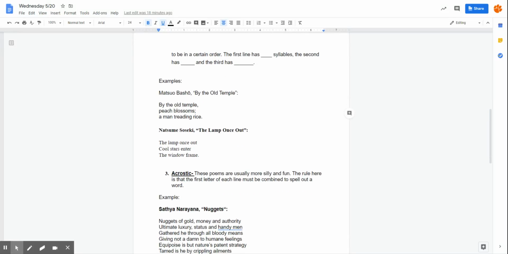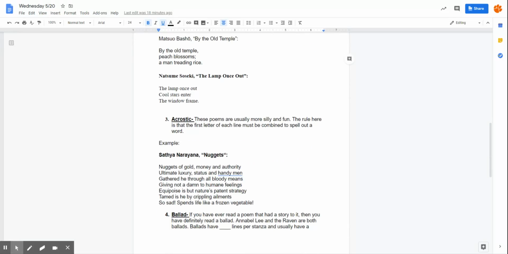The second poem is called The Lamp Once Out. "The lamp once out, cool stars enter the window frame." So this poem is contrasting the idea of lamps, which is our unnatural light that we use in the evenings, compared to stars, which would be the natural light. And you can only really see the natural light once you turn off your own.